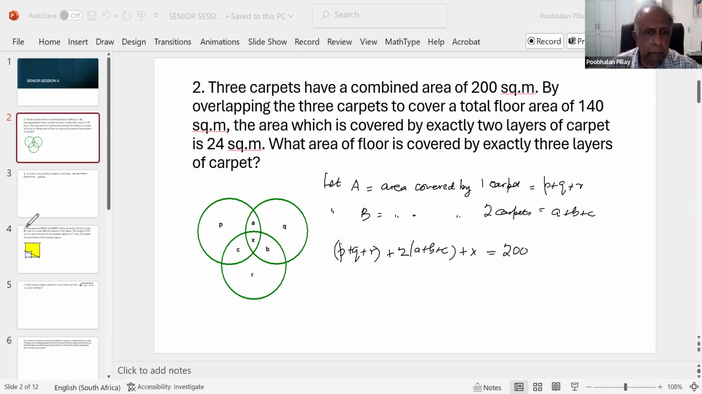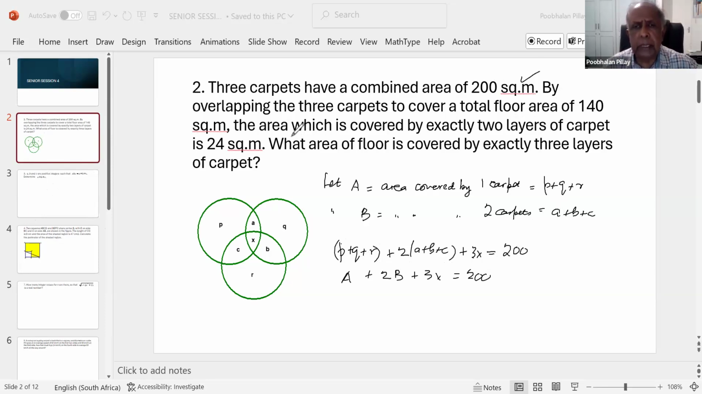Sorry. So here we're supposed to have 3X. That's 200. I've given a name to this thing here, so let's call it A plus 2B plus 3X is 200. All right, so I've used the first piece of information.